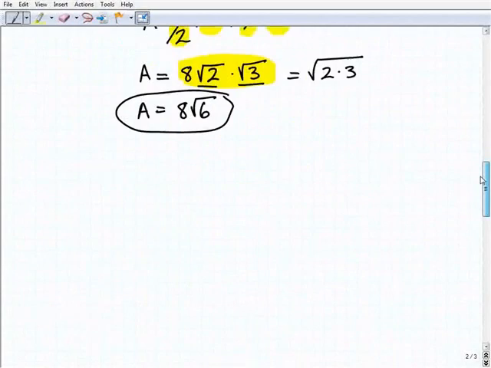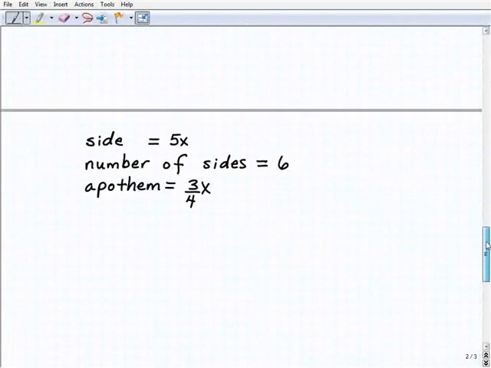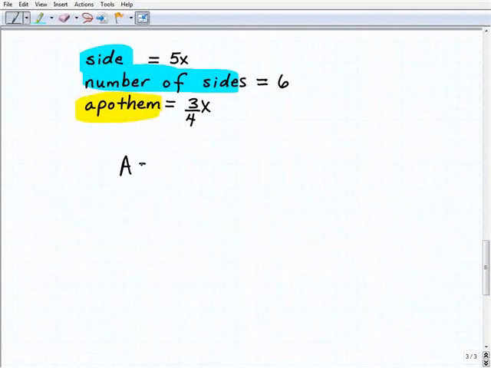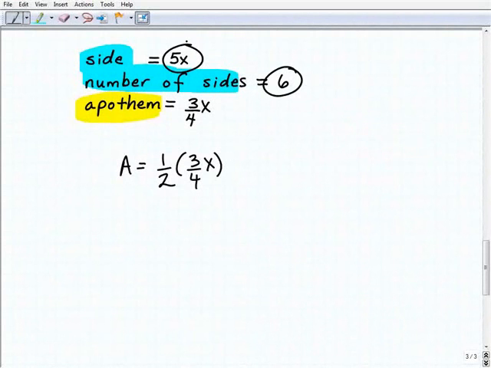Okay, let's take a look at our last problem. In this scenario, what we're dealing with is variable expressions, but the same process is going to apply. So we have our area equals 1/2 times the apothem, which is going to be 3/4 x, times the perimeter. And of course the perimeter is going to be the number of sides times the length of one side, or 6 times 5x, or 30x. So we'll put that right here.